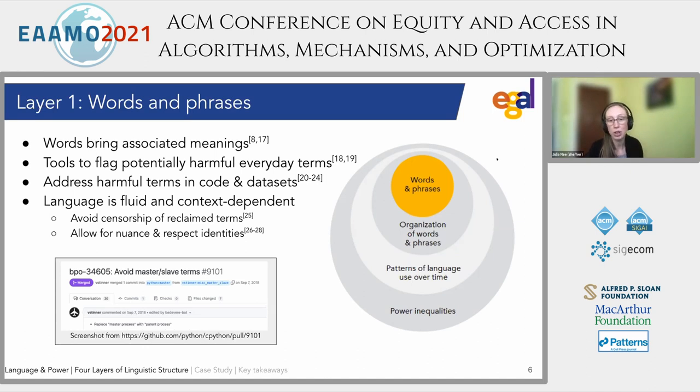However, deciding whether a term may be harmful is nuanced and context dependent. For example, some terms are considered harmful slurs by many, but may be reclaimed by some for empowerment. In addition, it's important to provide space for people to provide their own labels for their identities.